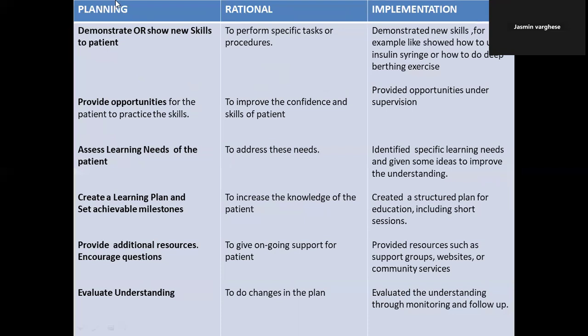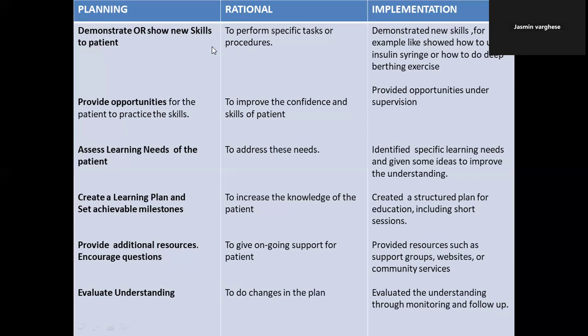Then the next thing is demonstrate, or show new skills. For what? To improve the understanding of the patient, or to perform a specific task or procedure. For example, if the patient has a lack of awareness about insulin injection, you can demonstrate, you can show the patient how to do that. Then what is the rationale? To perform a specific task or procedure. In implementation, demonstrated new skills. For example, showed how to use an insulin syringe and how to do deep breathing exercises, etc. Whatever things you have done, you have to write in the implementation column.